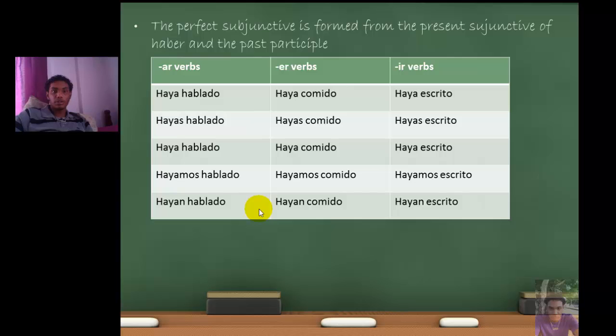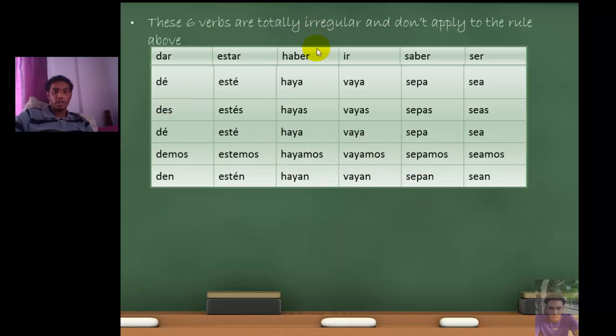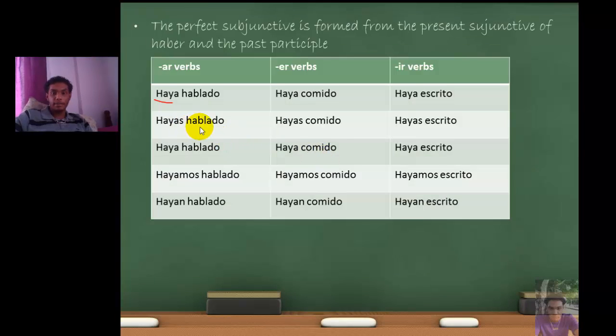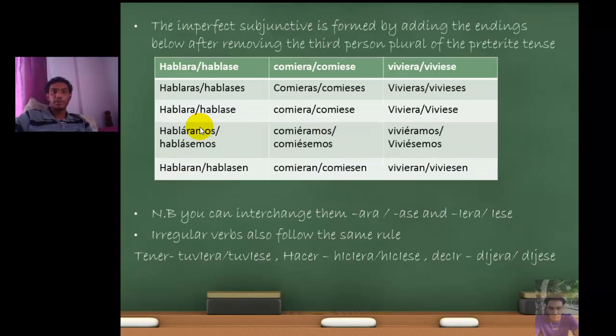The perfect subjunctive. This is how it's formed, right? Just use the irregular here, haya, and the participle. Right? Now the imperfect subjunctive is formed by adding the endings below, right? Now you can either add ara or ase, era or ese. Now more commonly used is ara and era, right? But I've just included ese and ase, right?